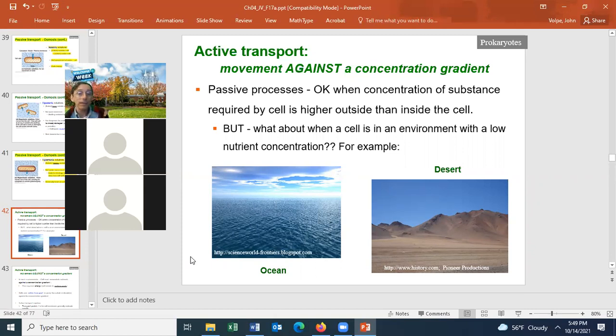But bacteria in the ocean, for example, how often is it going to see glucose outside the cell? Or bacteria in the desert, how often are they going to see glucose? Not very often. And when they do see glucose, it'll be higher inside the cell than outside the cell. So passive processes aren't going to work. We have to move the material against its concentration gradient, and that is going to require active transport.